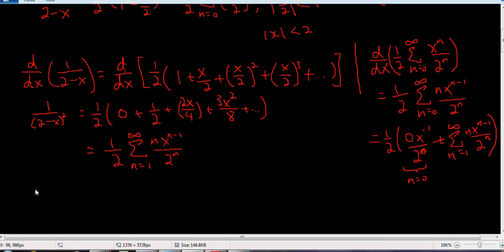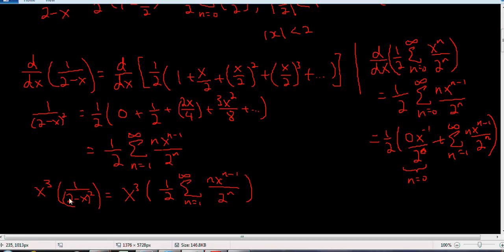Right? But the original one we wanted was x cubed times 1 over 2 minus x squared. Right? So of course x cubed times 1/2 times the sum from 1 to infinity of n x to the n minus 1 over 2 to the n. These two would be the same thing, right? Because we just found the power series representation for 1 over 2 minus x squared, and that's this right here.